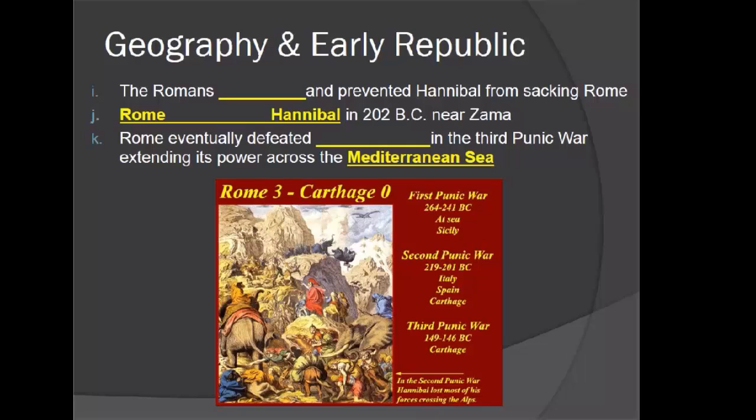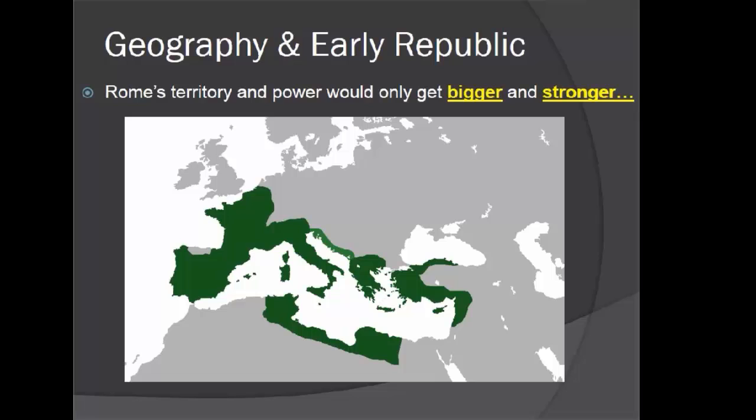Once Rome was able to defeat Carthage, Rome had complete control of all the land surrounding the Mediterranean Sea. In that, it was able to completely control all of trade, all of shipping, thereby basically having the largest empire at the time. Nobody could beat it because its span of influence around the Mediterranean was so large. This is kind of a difficult map to see, but Rome's territory and power would only get bigger and stronger. So here we kind of see the power and the size of Rome and its empire.